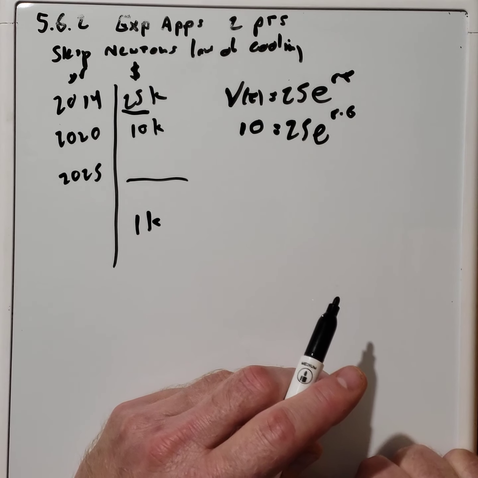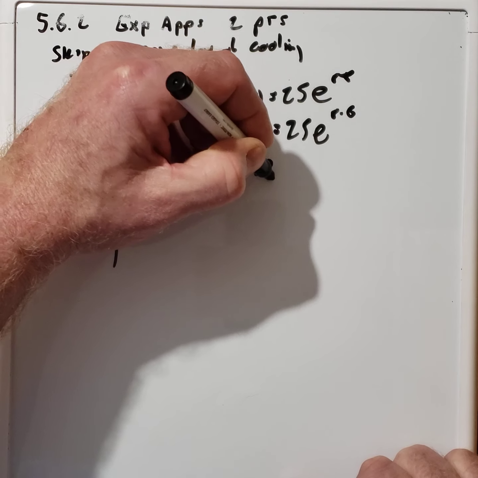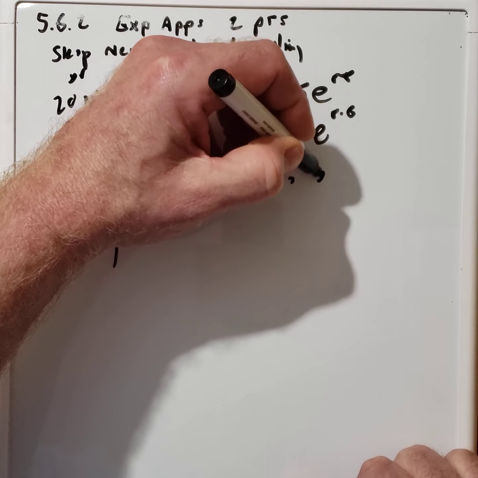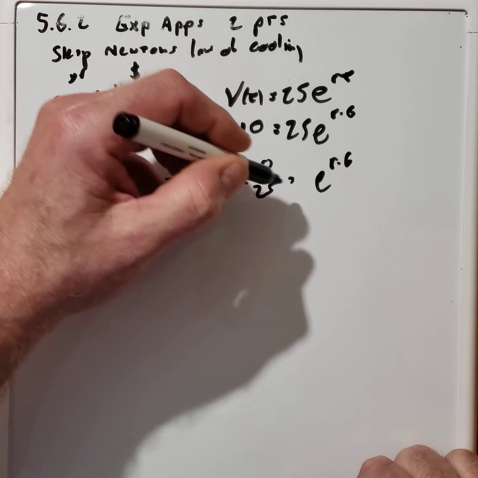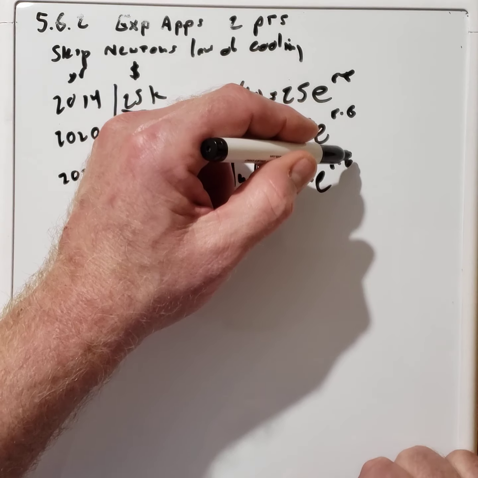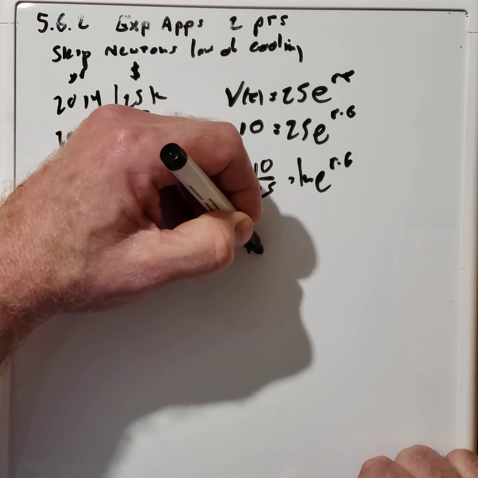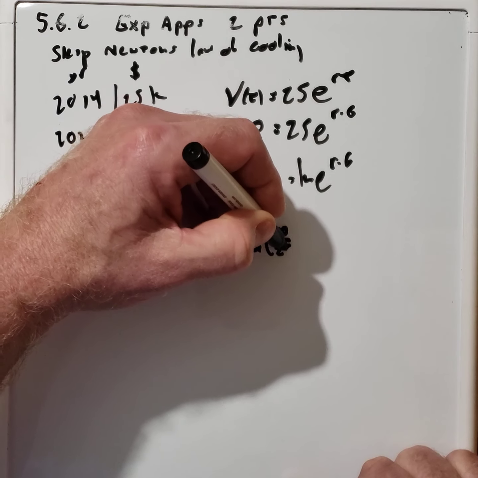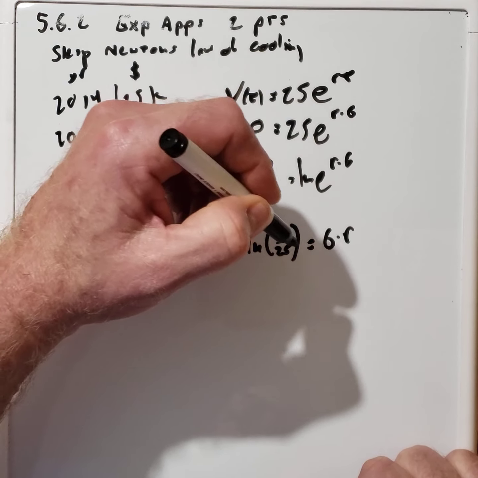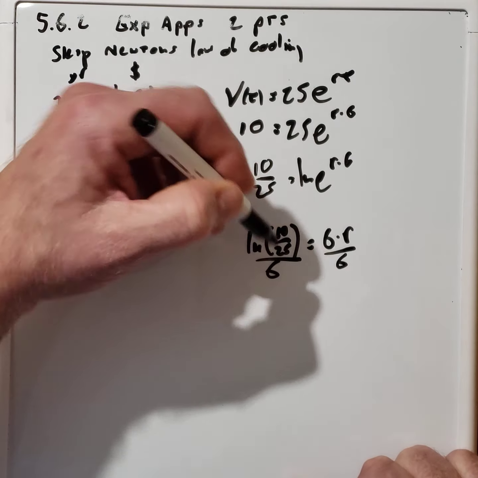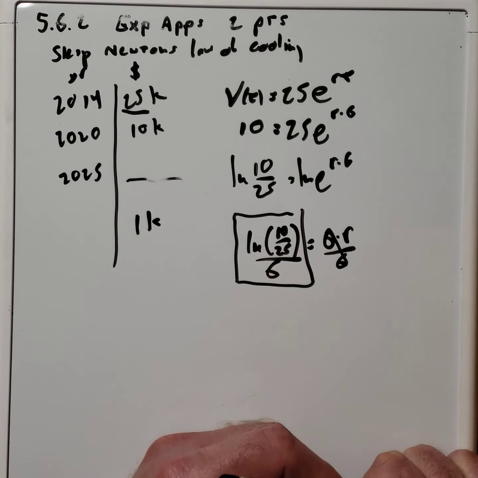We can solve for the value of r. And it's going to be the same as last time. We're going to divide both sides by 25. So we'll get 10 over 25 equals e to the r times 6, or 6 times r, doesn't matter. Then we're going to do the natural log of both sides. And then we're going to bring that r times 6 down in front, and the natural log of e is 1. So we're going to get that the natural log of 10 over 25 is equal to 6 times r. And then we're going to divide both sides by 6. And that's what we're after. Our rate is the natural log of 10 over 25 divided by 6.